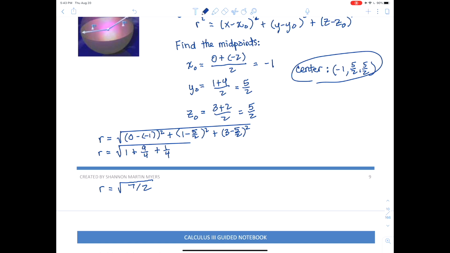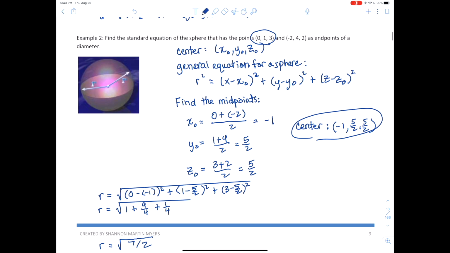So now we just need to write our equation. We'll come back to our general form. So here, this was just our general info that we needed. This was stuff we needed to find the center, right?